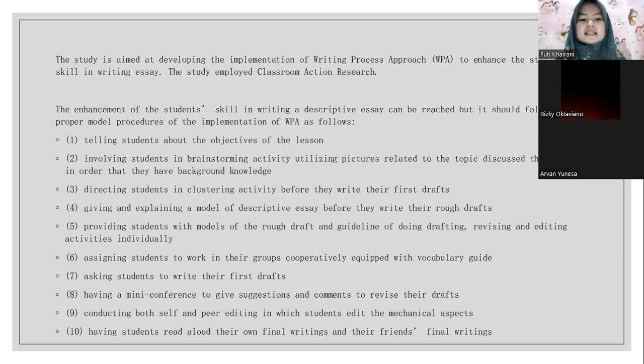Seven, asking students to write their first draft. Eight, having a mini conference to give suggestions and comments to revise their draft. Nine, conducting both self and peer editing in which students edit the mechanical aspects. And the last, having students read aloud their own final writing and their friends' final writing.